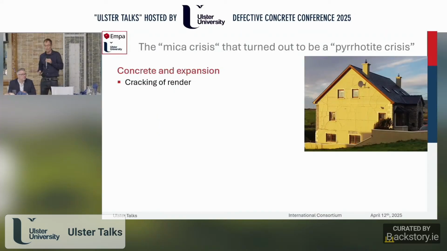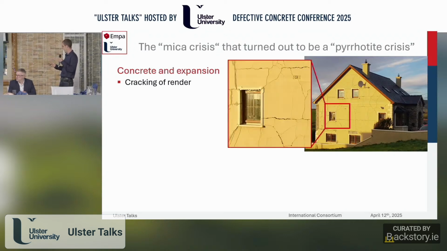Now, I would like to talk about concrete and expansion. Again, the image you've seen before, the cracked render. Now, a close-up. Why does the render crack? The render cracks because the blocks underneath expand. Imagine blocks grow, the render doesn't, it has to crack. The cause of the damage affecting the render is the underlying blocks that expand.